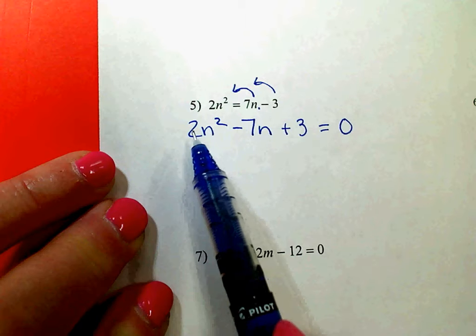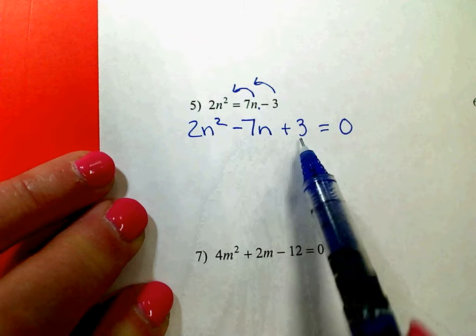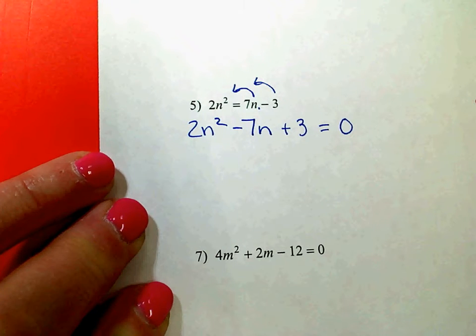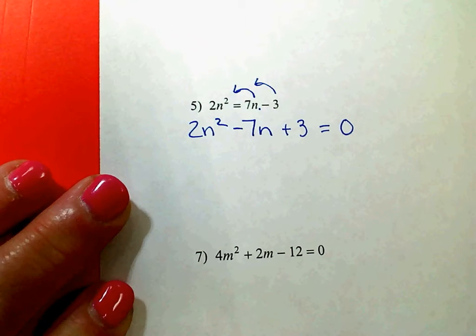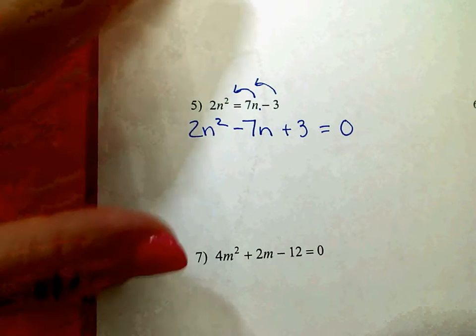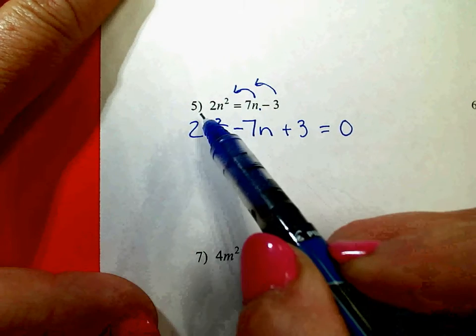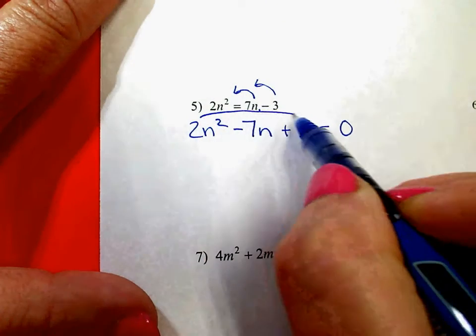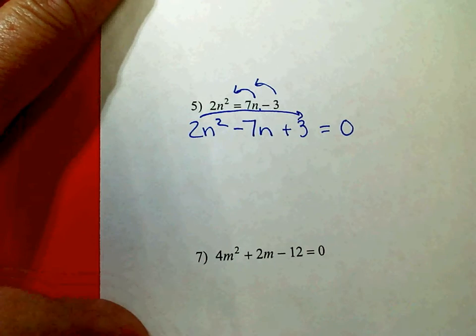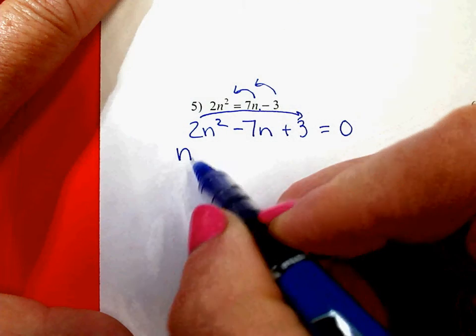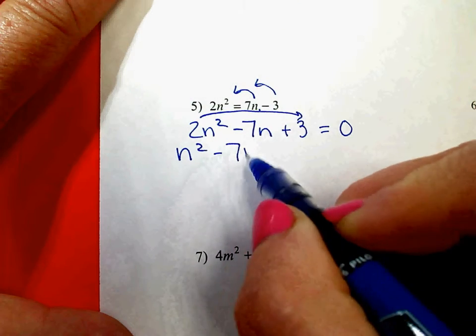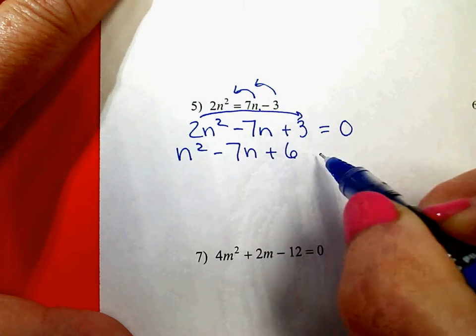Looking at the numbers 2, 7, and 3, there is not a GCF, so I'm just ready to go ahead and factor this one. And I'm going to use the bottoms-up method, where I take the 2 to the 3 at the end. So that would give me n squared minus 7n plus 6 equals 0.